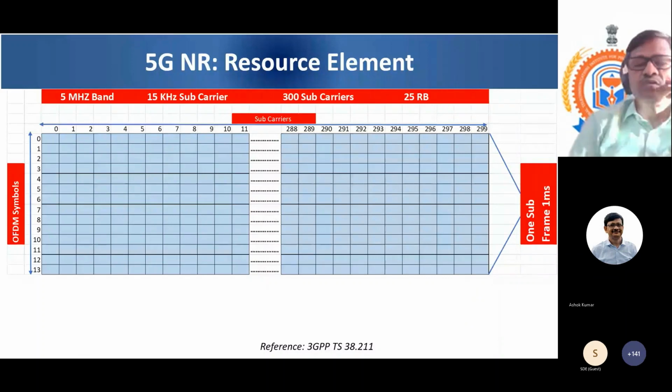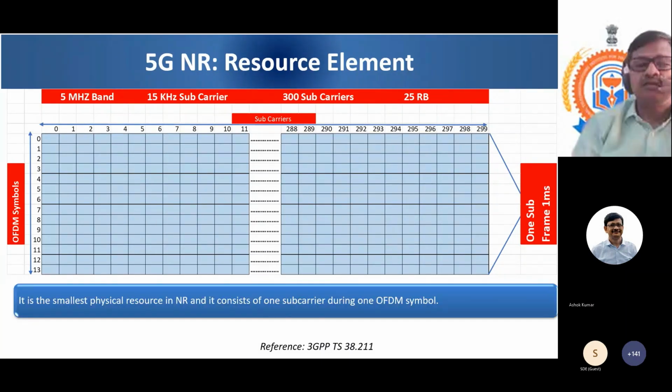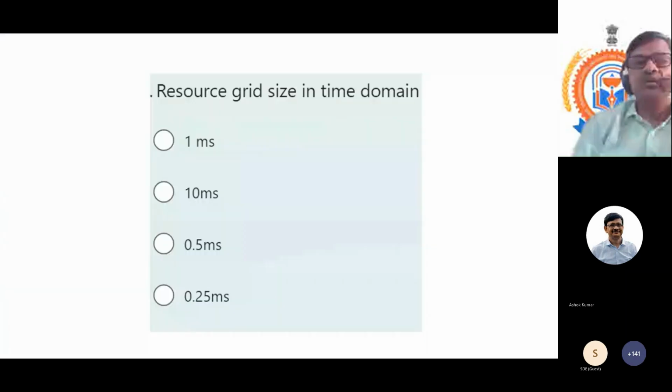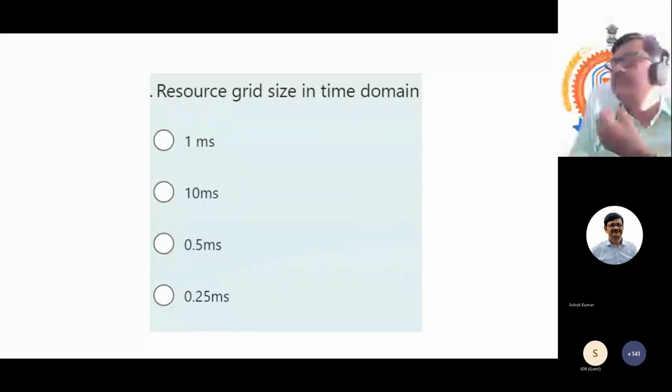So that way you can draw. So you can refer to this particular document, 38.211, about this.